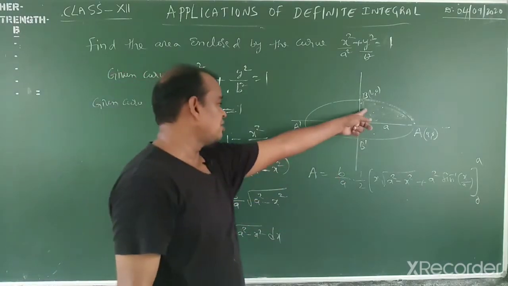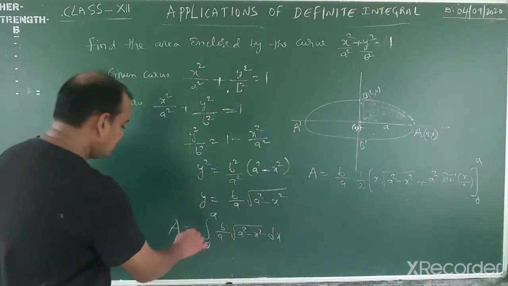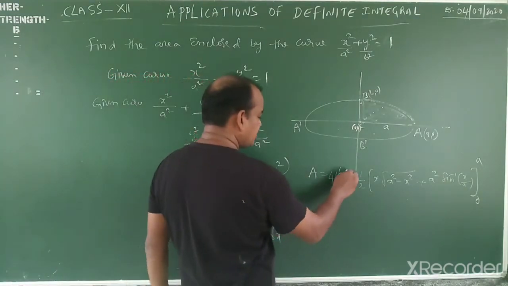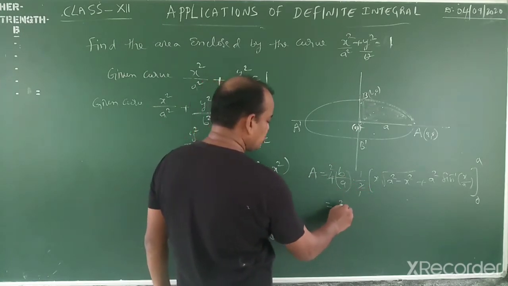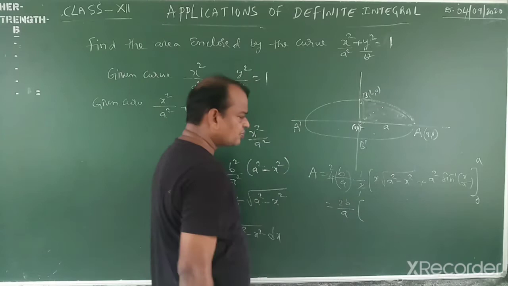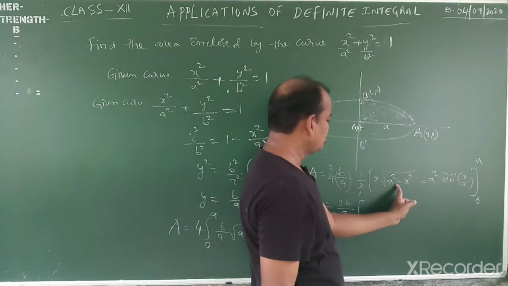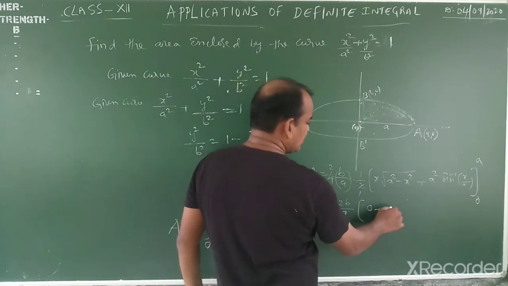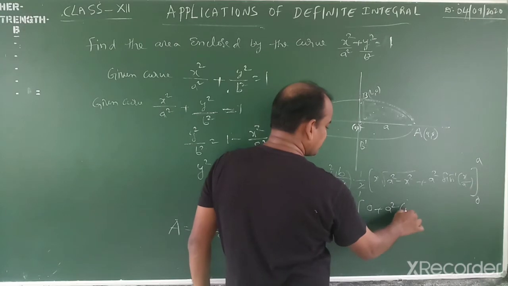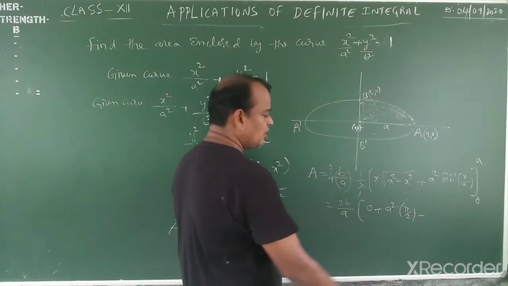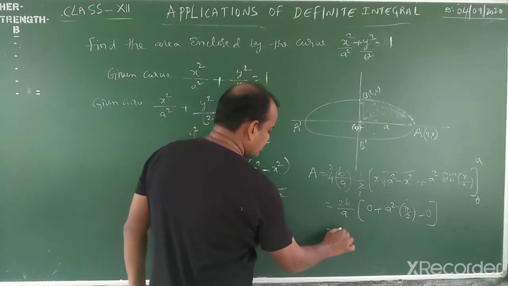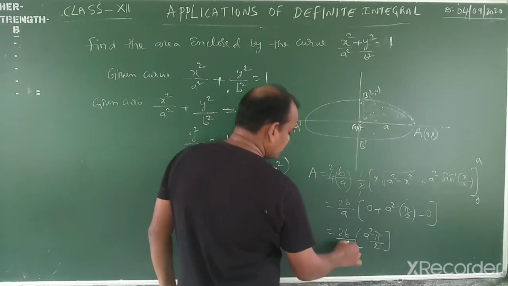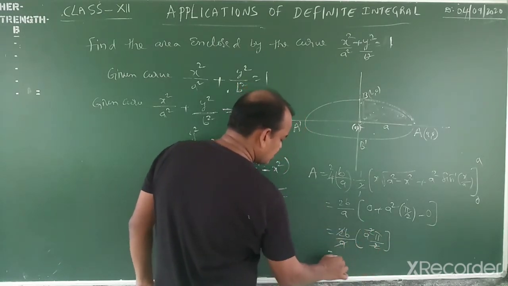Why am I writing the 4? Because it is the total area, so here also 4 into. Okay, my dear students, that is 2b by a into, with upper limit a: the first term is 0, 0 into something is 0, plus a square into sin inverse of a by a, which is 1, that is pi by 2, minus the lower limit, 100% 0. So 2b by a into a square pi by 2. One a cancels, 2 cancels. What is going on, my dear student?